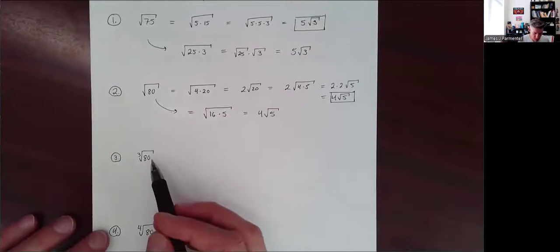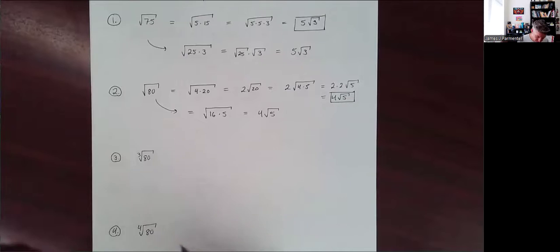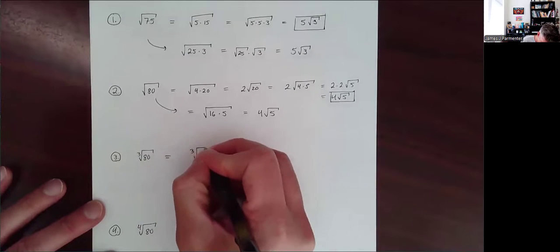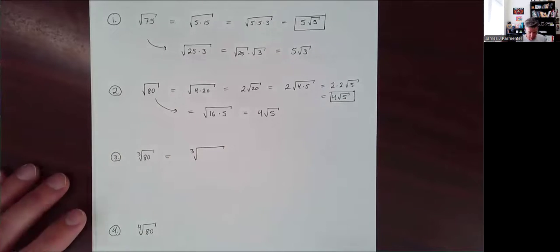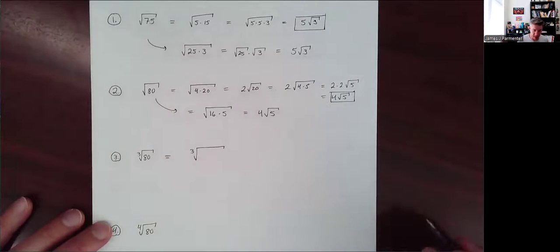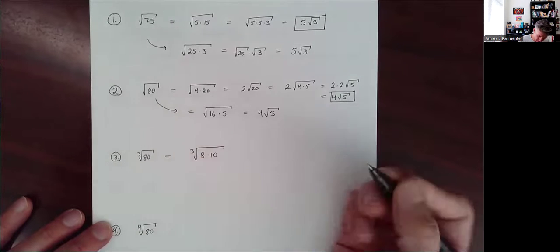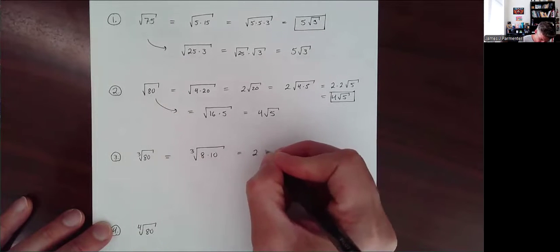Cube root of 80. So now we're going to pull out any perfect cubes. Instead of doing 4 times 20, I might see 80 as 8 times 10, because that's kind of easy. And then the cube root of 8 is 2. So we get 2 cube root 10.